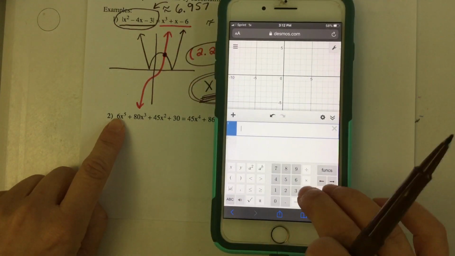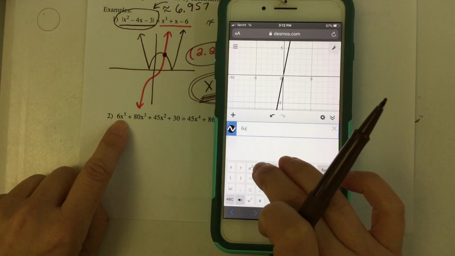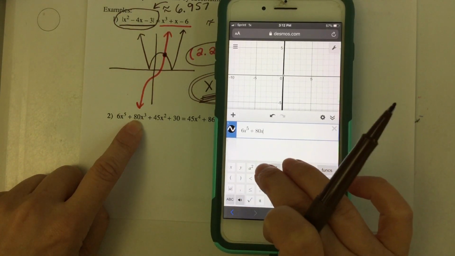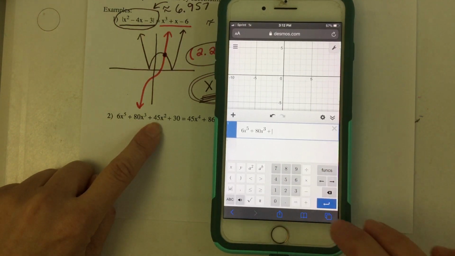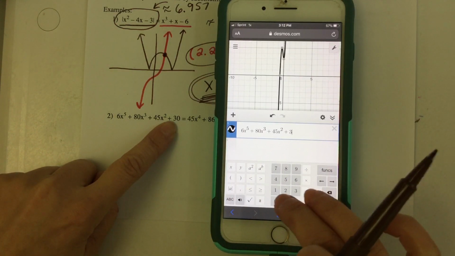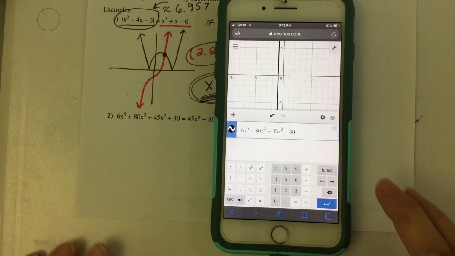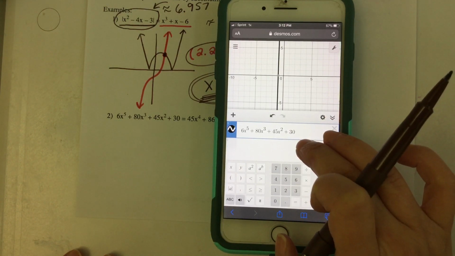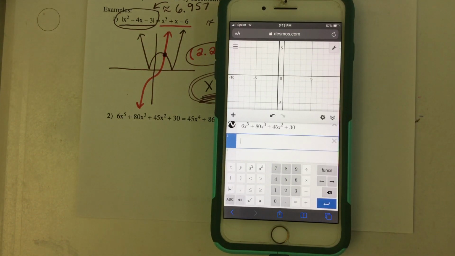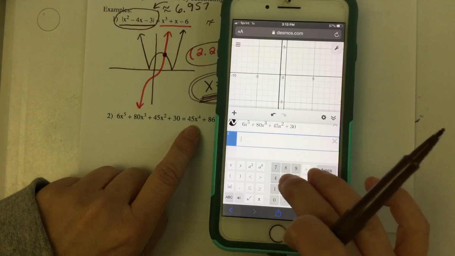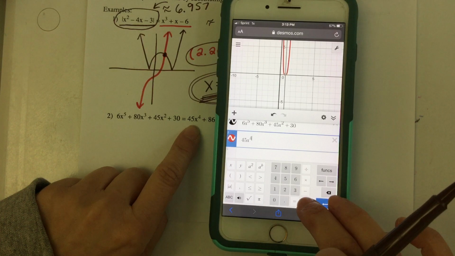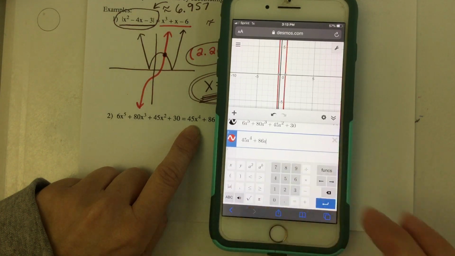Let's do this again. If I have 6x to the power of 5 plus 80x to the power of 3 plus 45x squared plus 30. Okay, so right now I can see that this is going to be kind of hard to identify because I did see at one point there was a little curve, so I know it's there. I can't see it, so I will have to adjust my window. But first, let's go ahead and put the second one in here. So 45x to the power of 4 plus 86x.